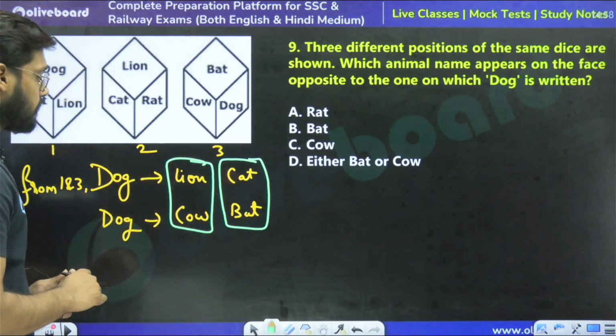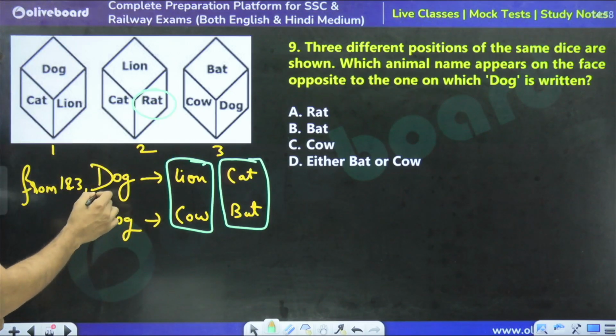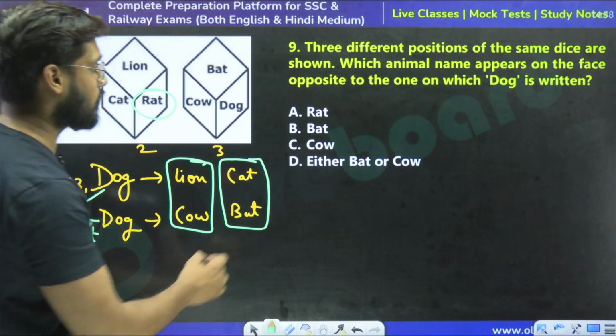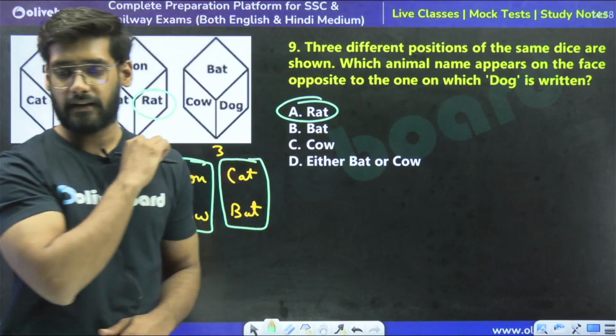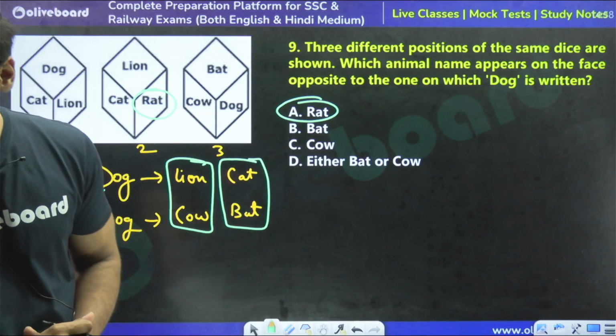What will be the opposite of dog? One remaining element is rat, so the opposite of dog is rat, and hence option A is the right answer. I hope this is clear to you all.